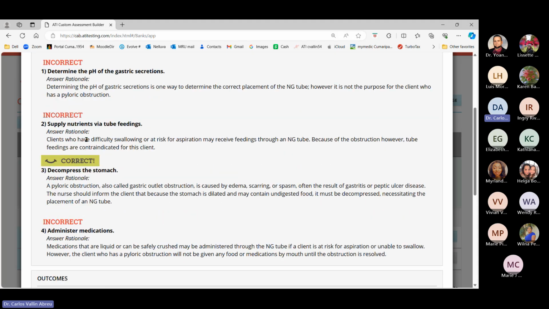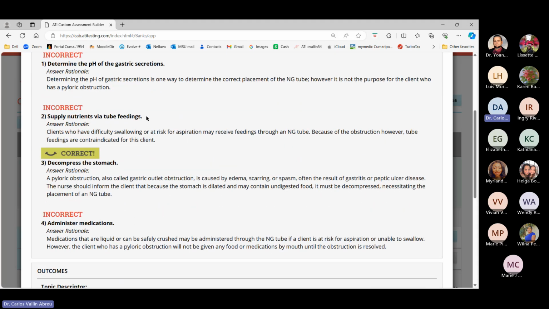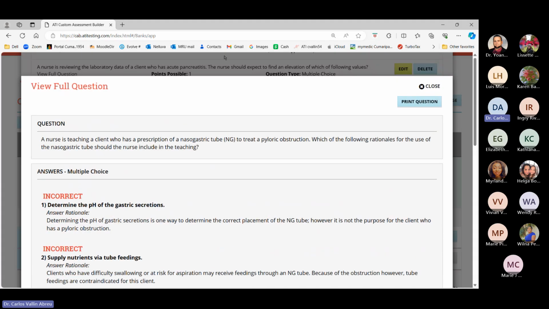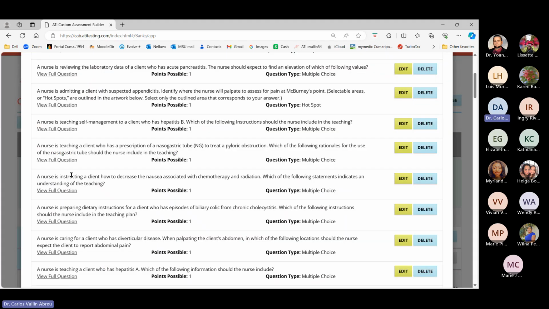There is no reason for that. Supply nutrients, no, the client cannot be fed. Decompress the stomach. It is the correct answer. It's going to be connected to low intermittent suction, and it's going to remove the gas and the liquid that accumulates in the stomach until the obstruction subsides. Administer medication, no. Okay, so no doubt on this.